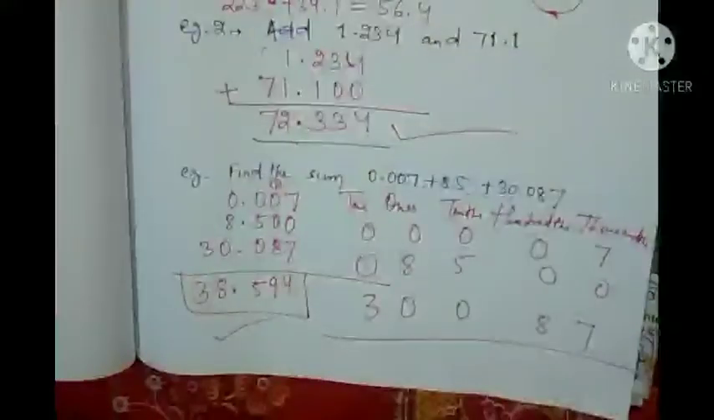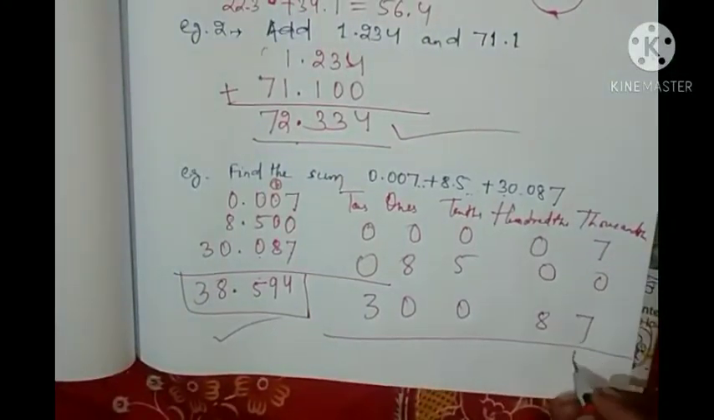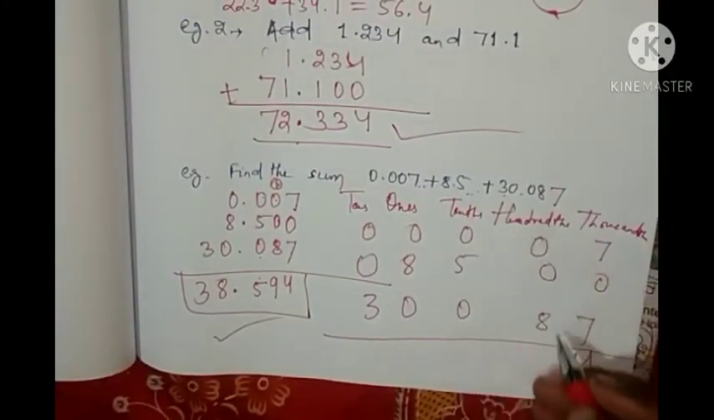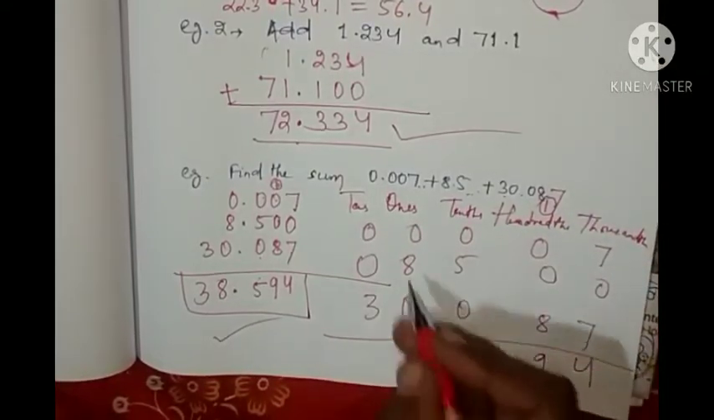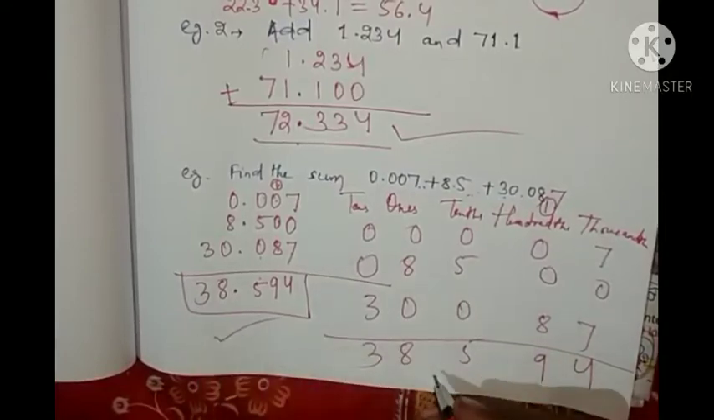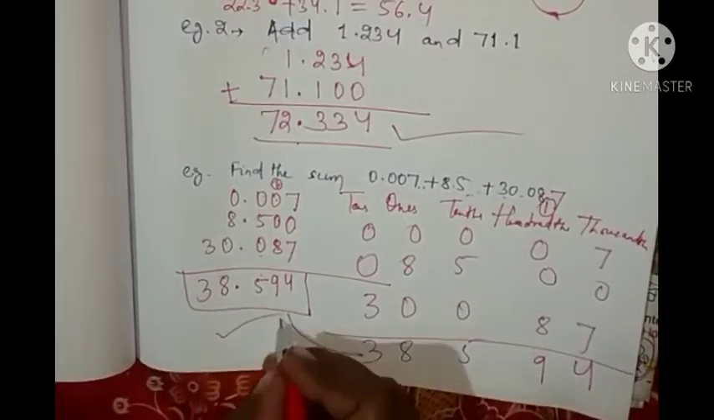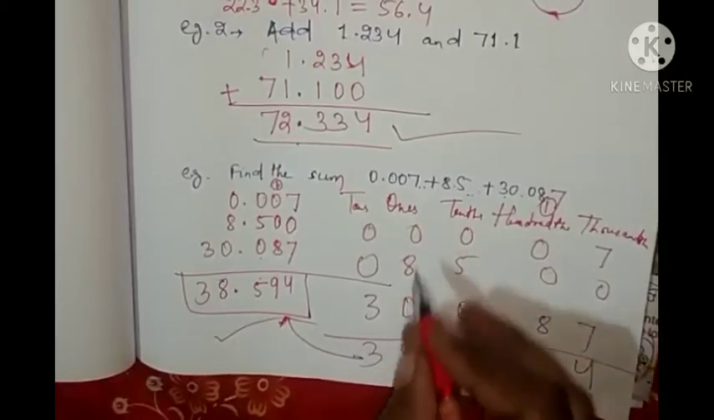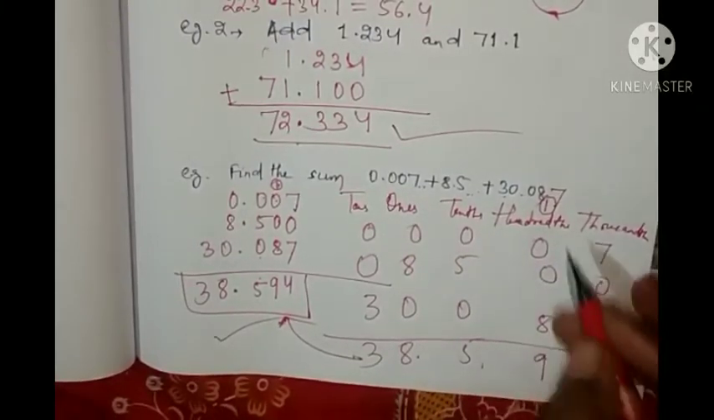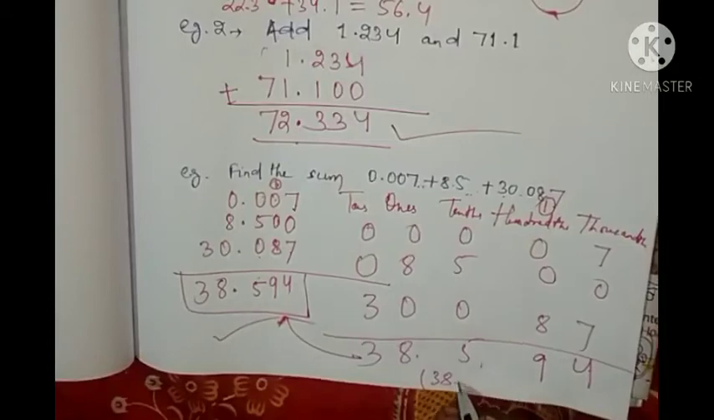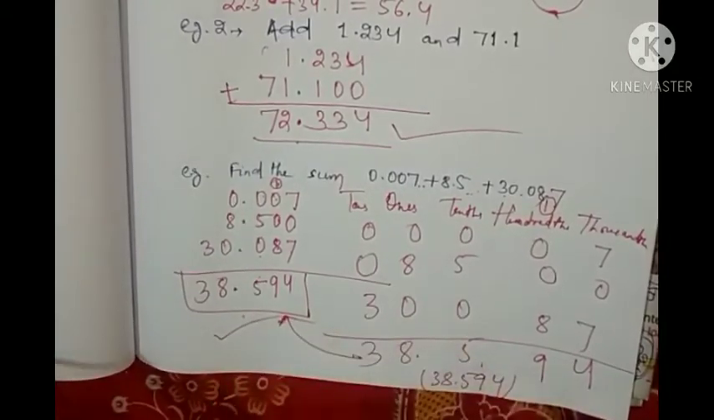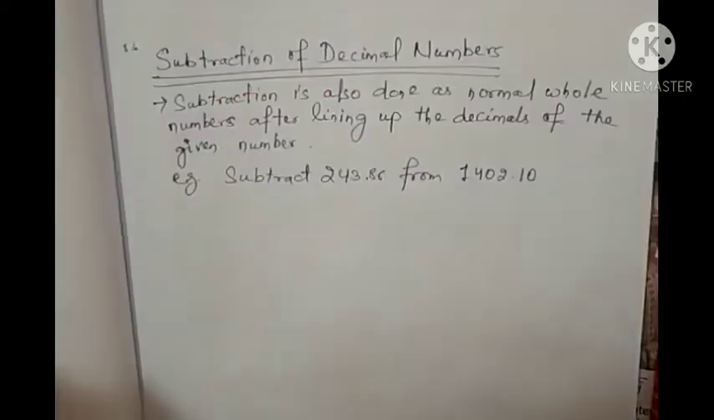Okay. 7 plus 7 is 14, 8 plus 1 is 9. Put 1 here, then 5, then 8, then 3. So answer is what? 3 tens, 8 ones, 5 tenths, 9 hundredths, 4 thousandths. So this is 38.594. Okay, so this is about addition of decimal numbers.